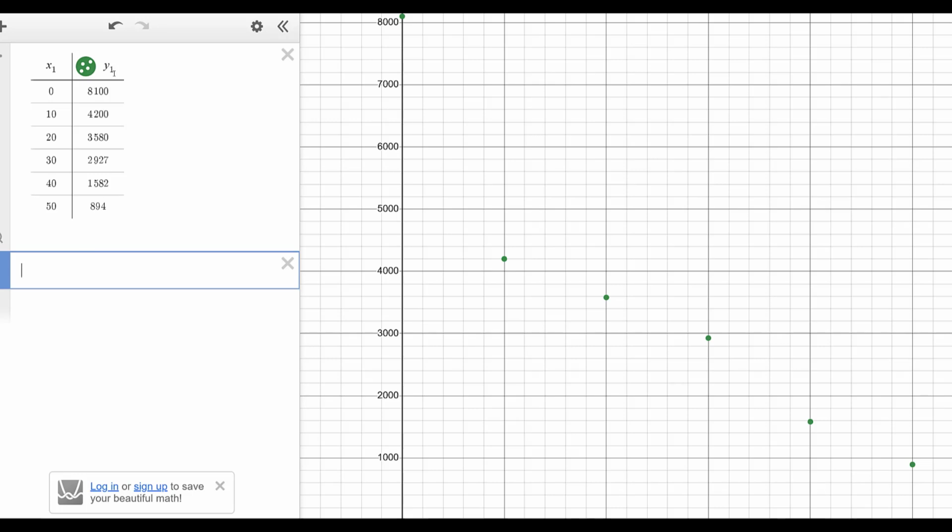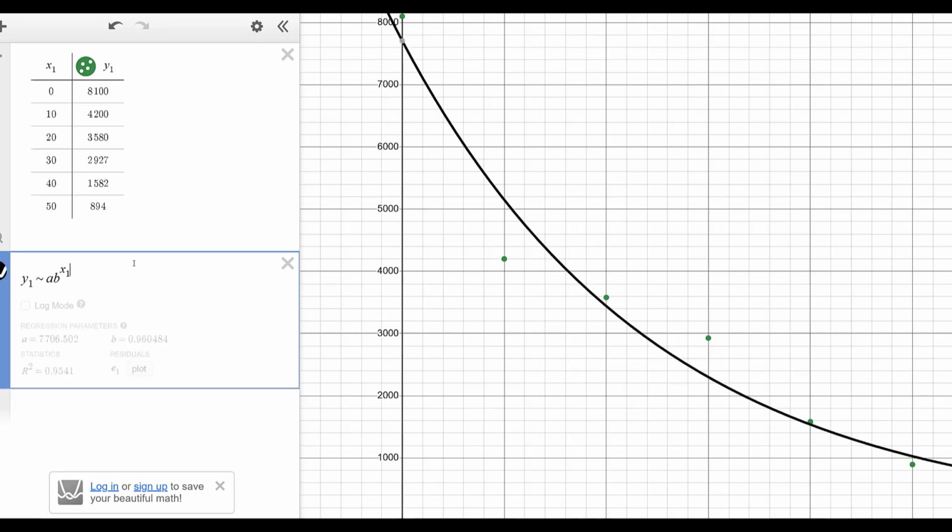So I'm going to see how it says y1 there and x1 there. I say y1, it automatically does the subscript. And then I do shift tilde. Now the tilde button on my keyboard is to the left of the number 1 button. I hit shift. If I don't hit shift, I get kind of like an apostrophe. So y1 tilde, and then I'm going to do a b to the power x1. And it comes up with an equation.